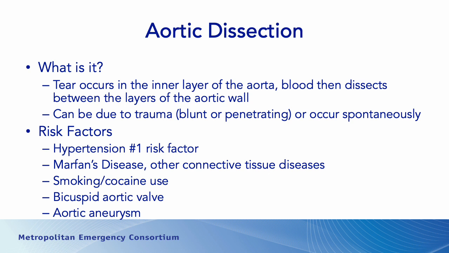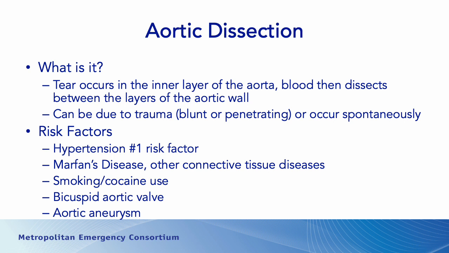It forms a false channel, and that false channel can actually swell to the point where it includes blood outflow, or it could actually rupture to the outside of the blood vessel and become basically a cause of death from exsanguination. Aortic dissections can be due to trauma, again, blunt or penetrating, or can also occur spontaneously. The number one risk factor for aortic dissection is hypertension, particularly uncontrolled hypertension. The second most common risk factor is Marfan's disease, like we talked about earlier, or other connective tissue diseases like Ehlers-Danlos syndrome. Smoking and cocaine use can also lead to aortic dissection or increase your risk.